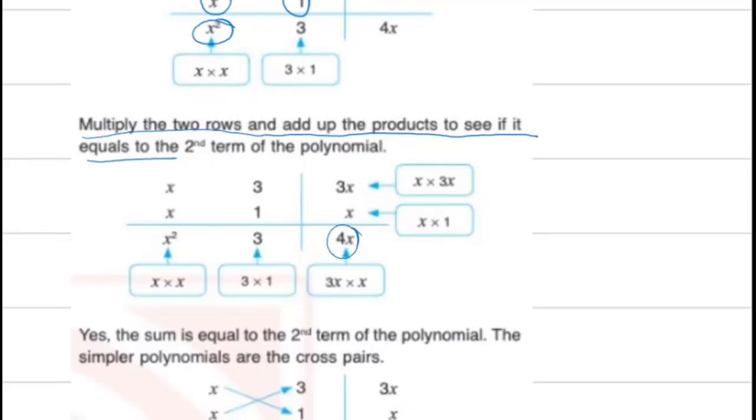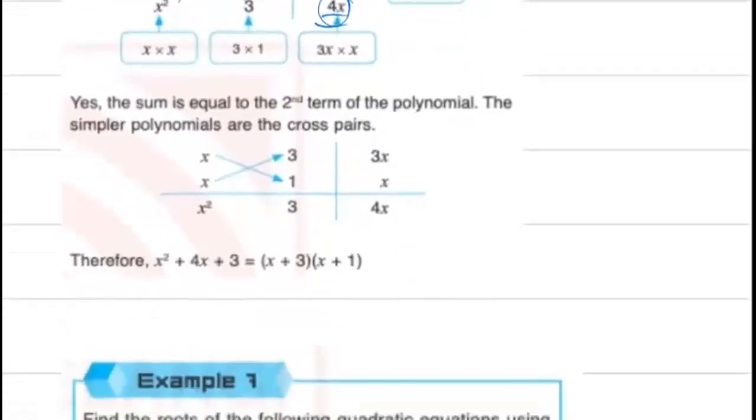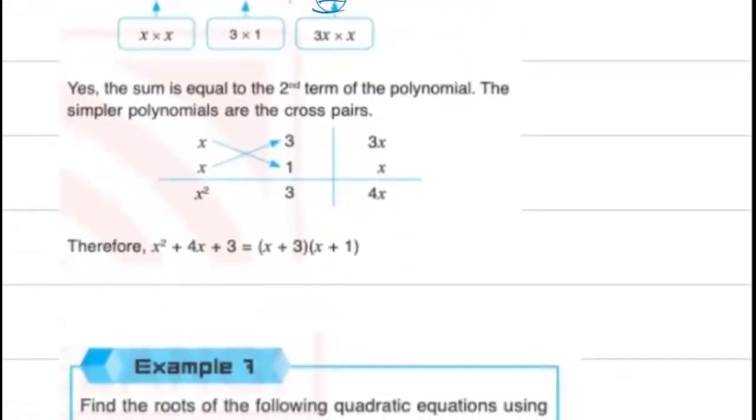So multiply the two rows: x times 3 is 3x, right? By the way, this is just 3, no x. Then x times 1 is 1x. Add up: 3x plus x is 4x. Yes, the sum is equal to the second term of the polynomial.